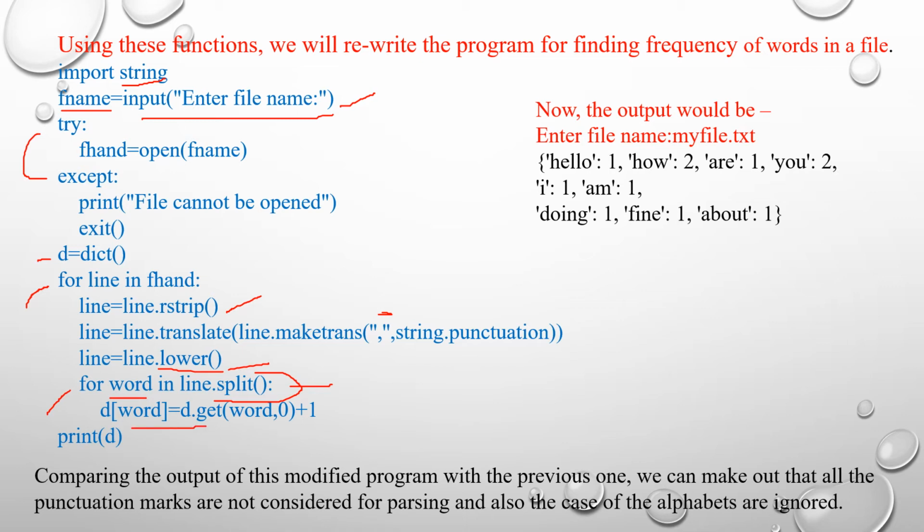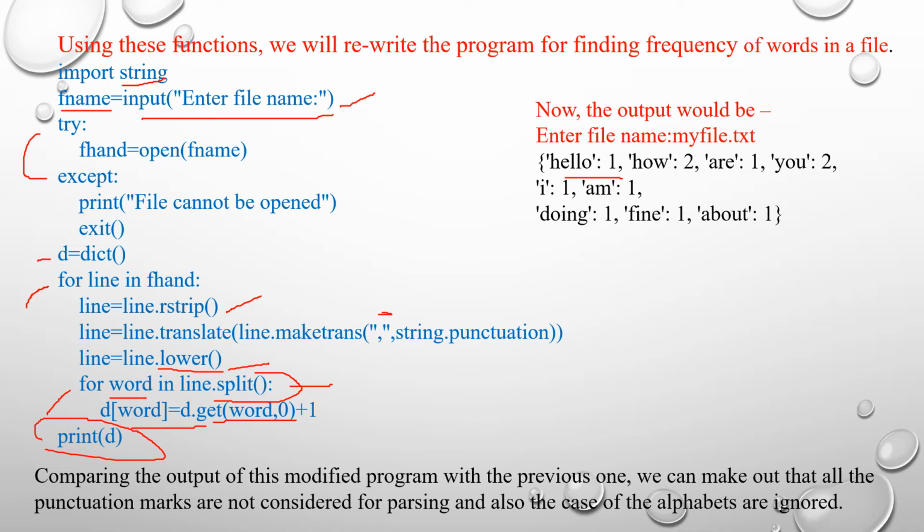So d of word is equal to d dot get. This is one of the built-in functions. At the end, I am going to print the updated dictionary. For example, if you enter the file name cec.txt, the Python interpreter will print hello and the number of occurrences.